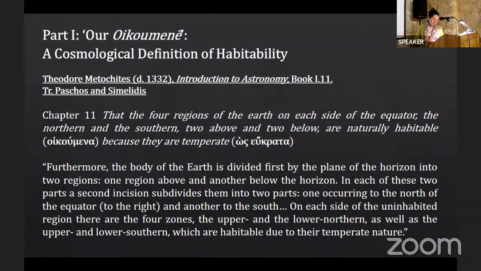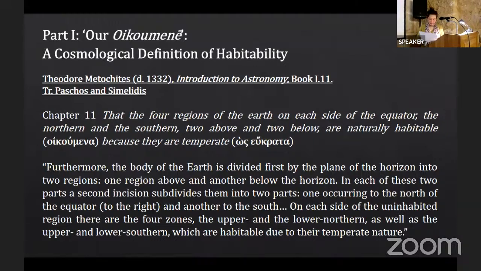On each side of the uninhabited region, there are the 4 zones, the upper and the lower northern, as well as the upper and the lower southern. So you have up and low to add to these spatial words, which are habitable due to their temperate nature. End of quote. Needless to say, the theorizing of the 4 habitable regions also predates Metochites and Ptolemy, and it is also an idea that was consolidated by the early imperial period.